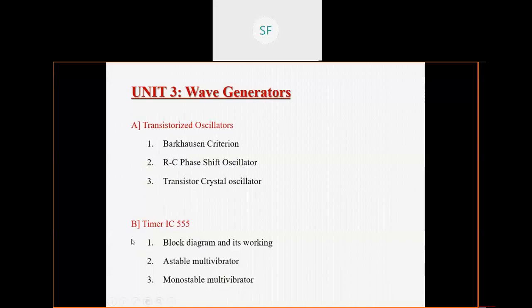So in section 2, timer IC555. This is one IC, the 555. It is also called the timer IC. We will study about the timer IC555, its block diagram and its working. Then astable and monostable multivibrator. These are two very important applications of IC555. So we will start today's discussion with the transistorized oscillator.